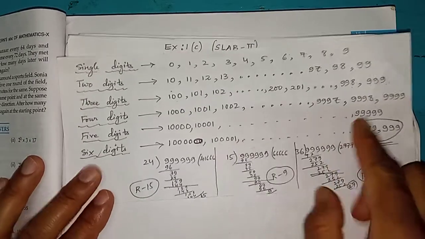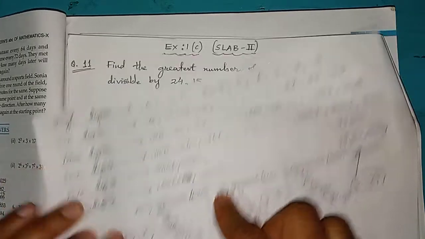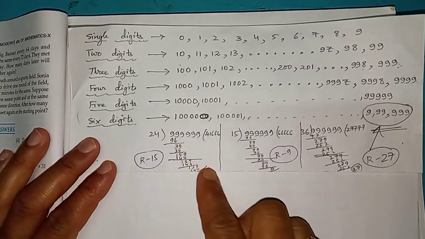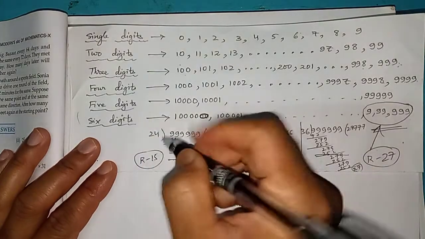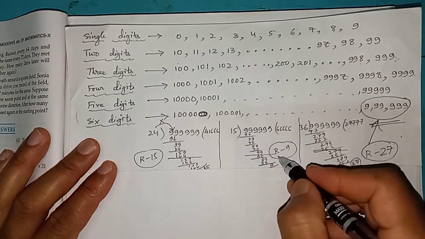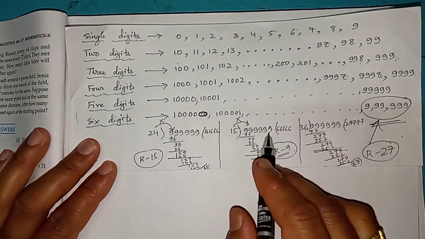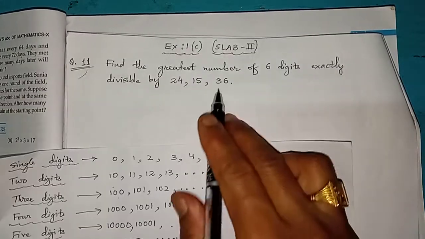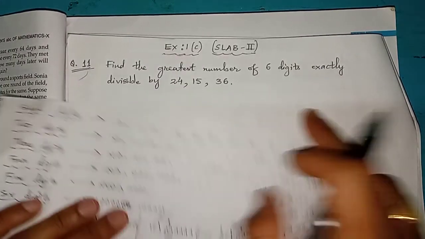I've divided 9,99,999 by 24. This greatest number of 6 digits I've divided by 15 also, and then by 36 also. And see, after dividing, here I got remainder 15, which means 24 cannot divide this greatest number of 6 digits exactly. Here also I got remainder 9, which means 15 cannot divide this greatest number of 6 digits completely. And when I divide by 36, here I got remainder 27, which means this 36 also cannot divide this greatest number of 6 digits completely.